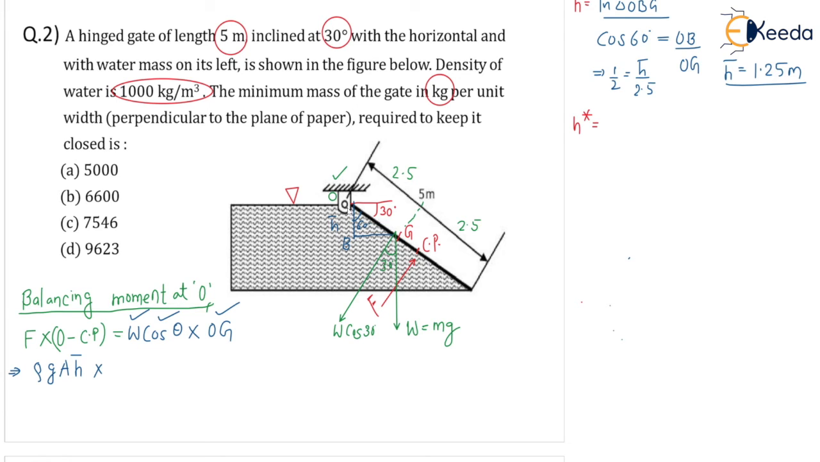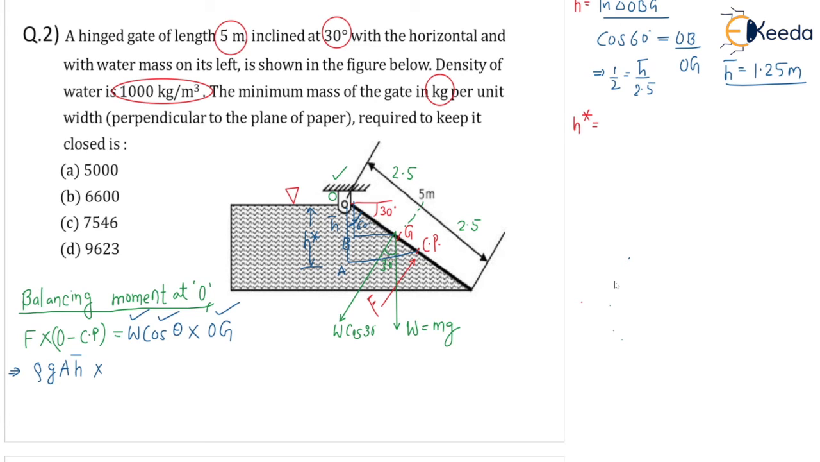Look at this new, bigger triangle I'm trying to draw. This angle is the same 60 degrees. I'll keep the point A here. First of all, what is H star? This is H star. We know the basic concept that in a triangle, if you know one side and one angle, you can find the other one.